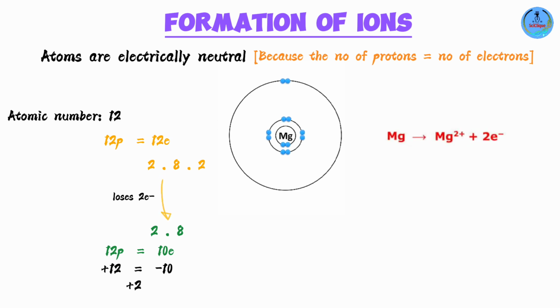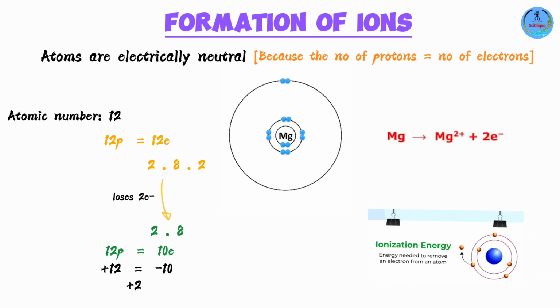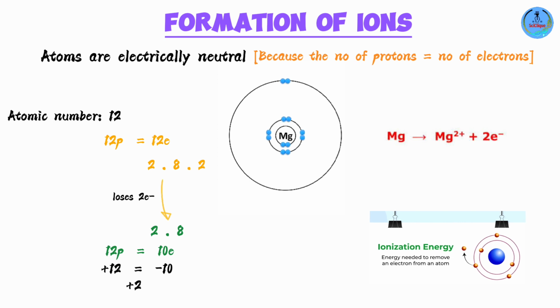Now I want to say this. The removal of an electron from an atom is what is known as ionization. So this always requires an input of energy. For you to remove an electron from an atom, you need energy to forcefully pull that electron away.